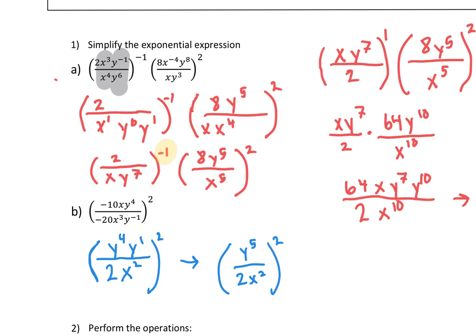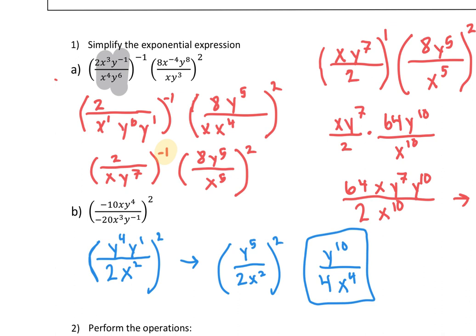Now my exponent outside my parentheses is positive, so that's nice. So we're going to distribute it through: y to the 10th over 2 squared is 4, x squared is x to the 4th. Okay, this is as simplified as we can make it because there's one of each variable, there's no negative exponents, there's no parentheses.